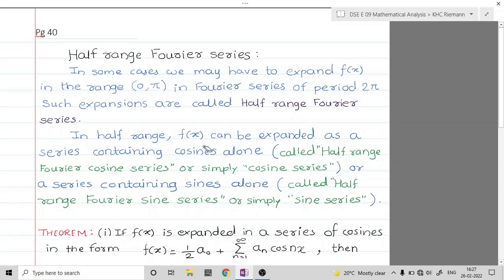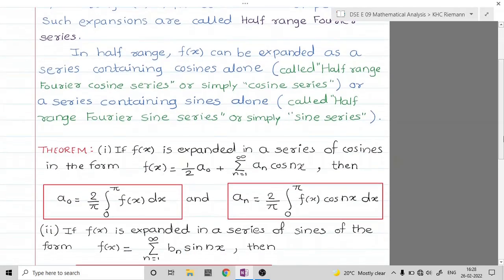Okay. जर तसं if that function is expanded in Fourier series with cosine terms only, it is called half range Fourier cosine series. But this is very lengthy, I think, name. So we may simply refer it as only cosine series. So find cosine series means find half range Fourier cosine series. Okay. And similarly, you can obtain a series containing sines alone called half range Fourier sine series or simply sine series. Under this assumption, we get very important values for those Fourier coefficient.